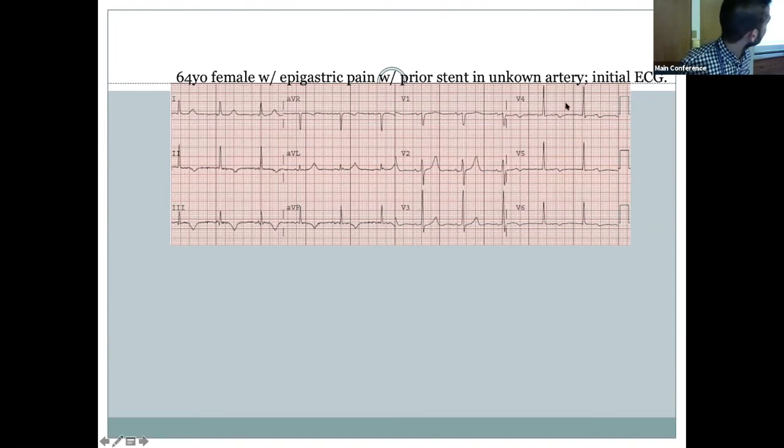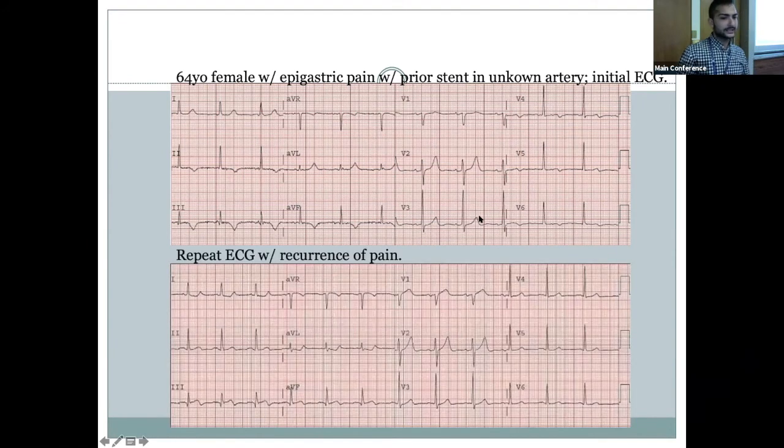Looking at it, she has inverted T waves in V4, V5, V6, and also in the inferior leads, 2, 3, and aVF. So she has pretty diffuse T wave inversions. Nothing really concerning for acute coronary occlusion, but she's sitting in your ED and she starts complaining of chest pain again, and this is the EKG you see.